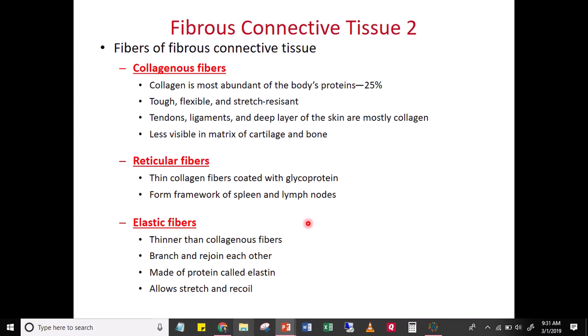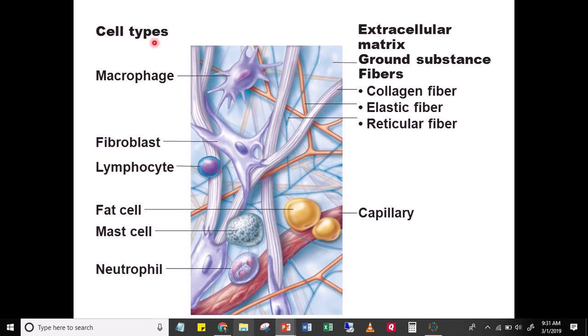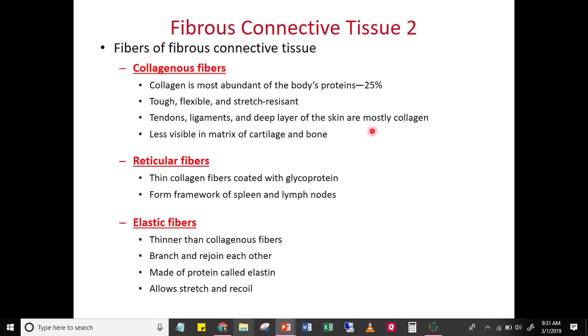Now, when we focus on the blast cells, the fibroblast cells, they make collagen, elastic fibers, and reticular fibers. So let's talk about those fiber types. The collagen is the single most abundant fiber of our extracellular matrix. It is one of the most abundant proteins in the body, period, making up 25% of the protein in our bodies.